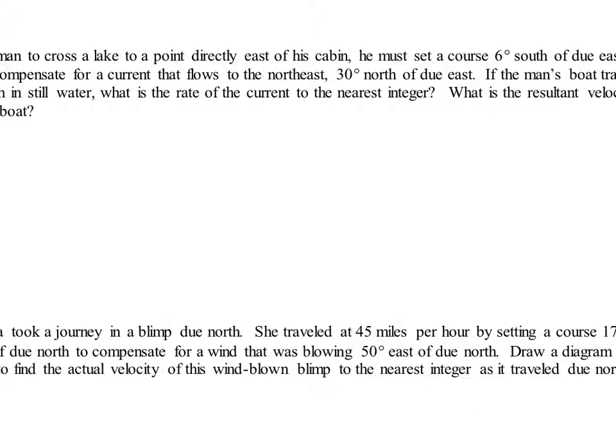If a man's boat travels 20 miles an hour in still water, so if there were no current whatsoever, that's how fast it would go. What is the rate of the current to the nearest integer? What is the resultant velocity of the boat? All right. I don't know. This guy's all messed up.